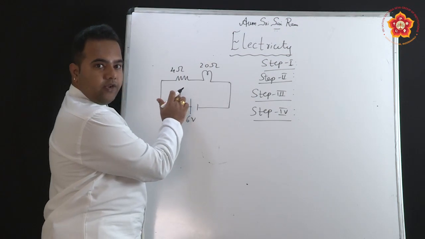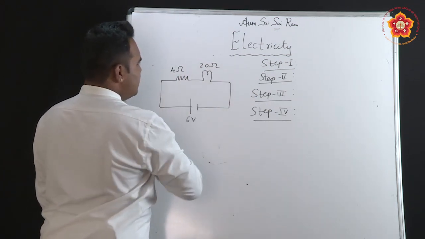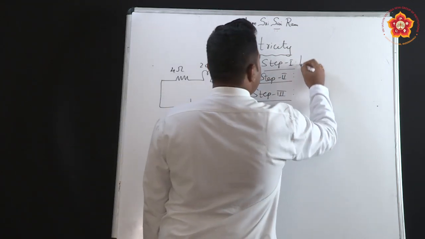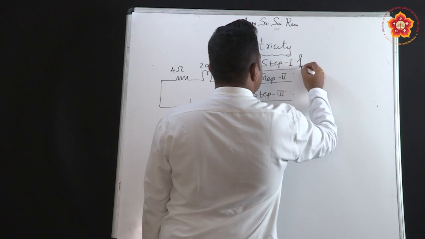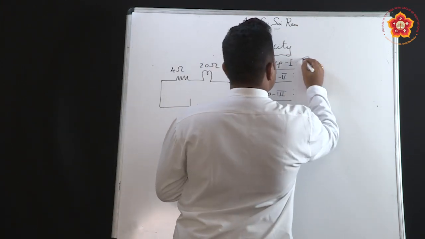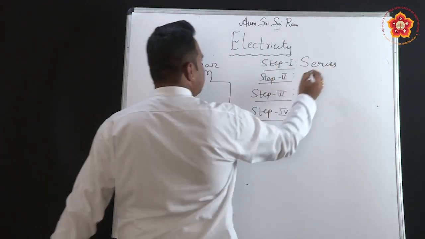So, this is the circuit given for us now. This is the conductor, this is the lamp. So, step 1, is this series or parallel? Now, we have identified that this is a series circuit.